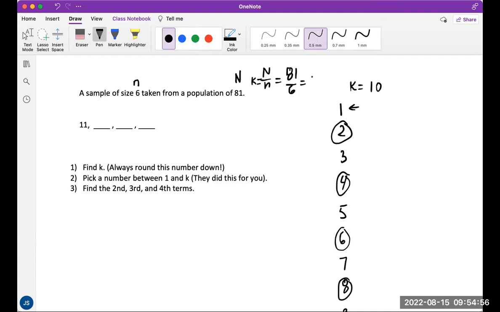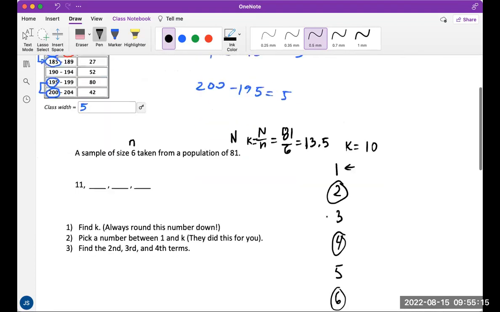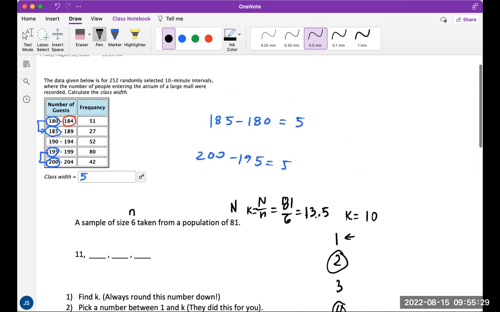Now if we round up here, the problem we're going to run into is that when we go to find that last person in the sample, it would actually be larger than 81. In this case, we only have 81 customers. We don't want the last person we sample to be the 82nd person, because we don't have an 82nd person coming in the store. So we have to round this number down.